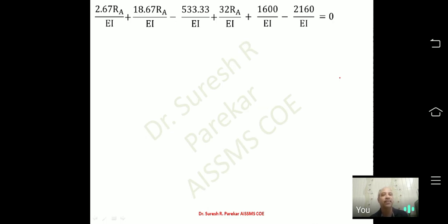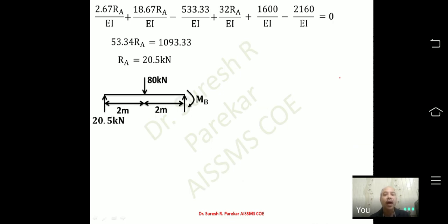So EI constant we have cancelled out, and then from this we are going to get the value of Ra as 20.5 kilonewton. There also we have the same value. And then knowing the value of Ra, we are in a position to find out the value of Rb. Now we have to go for this. So we have this 80 kilonewton.